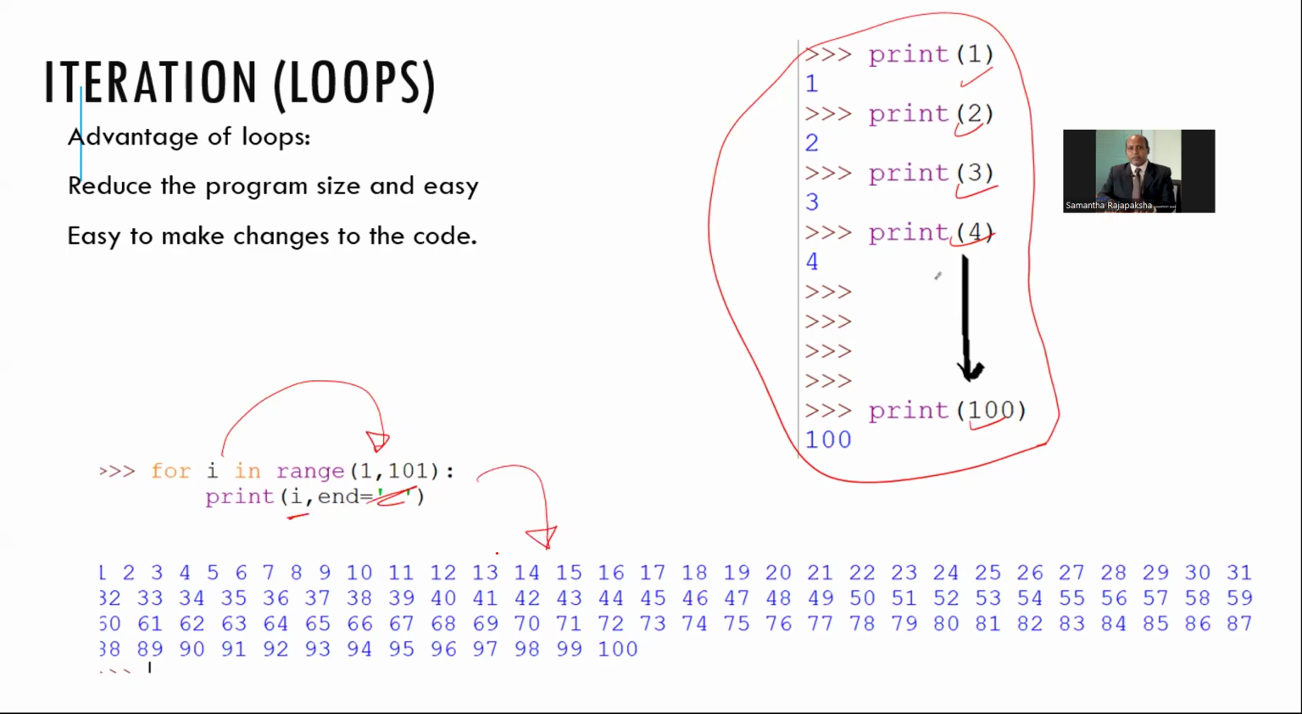So in that case, if I want to output 1 to 1000, the only modification you need to do is this 101 should be changed to 1001. That's all. Then you print 1000 times. If you want to run 10,000 times, you replace this value by 10,001. So that is the advantage of loops: mainly they reduce the program size, and it is easy to make changes.